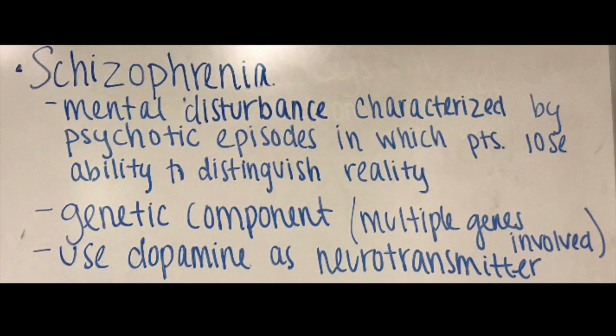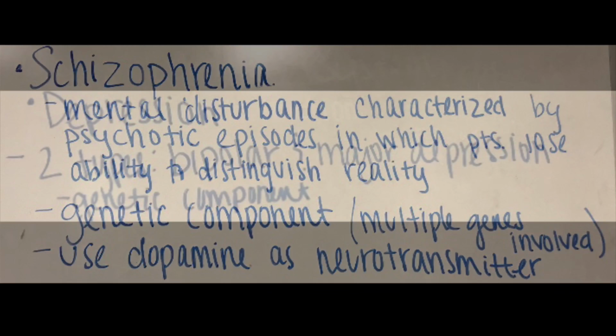Some diseases and disorders that affect the nervous system are schizophrenia. It affects roughly around 1% of the population. Schizophrenia is a mental disturbance characterized by psychotic episodes in which patients lose the ability to distinguish reality. Some symptoms are hallucination, delusion, blunted emotions, lack of initiative, and many more. The cause of schizophrenia is unknown, but it has a genetic component, in which multiple genes are involved. Treatments focus on using dopamine as a neurotransmitter.